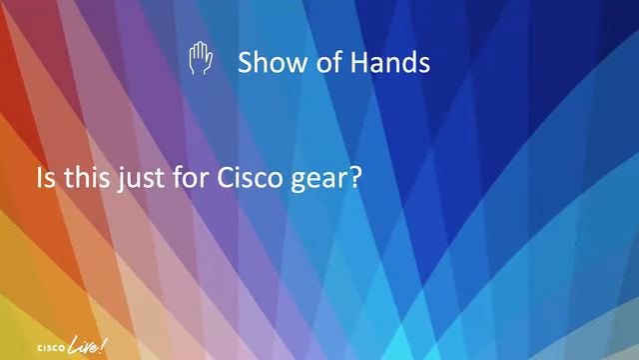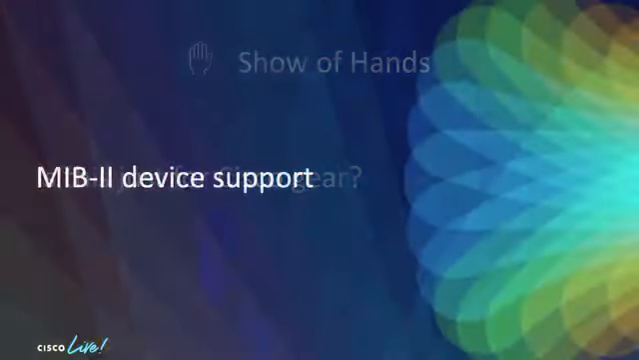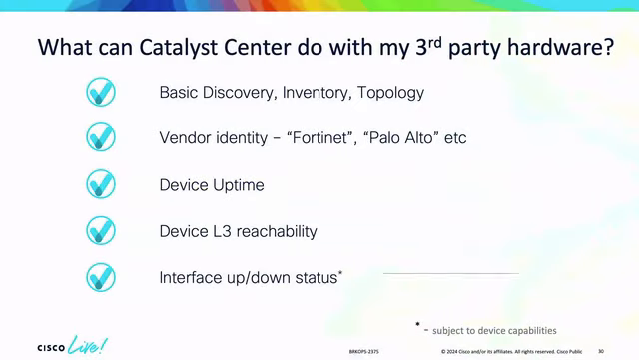All right, so a common question: Essentials and Advantage, is it just for Cisco gear? Yes, Essentials and Advantage are for Cisco gear, but what can we do with non-Cisco gear? How many of you here have non-Cisco gear in your network and are finding it difficult to have a unified system? All right, that's quite a number here.